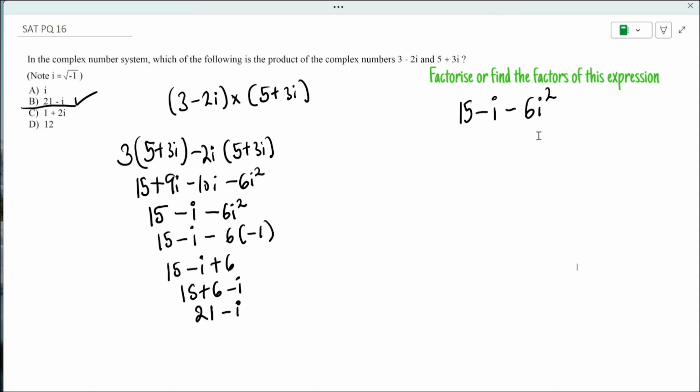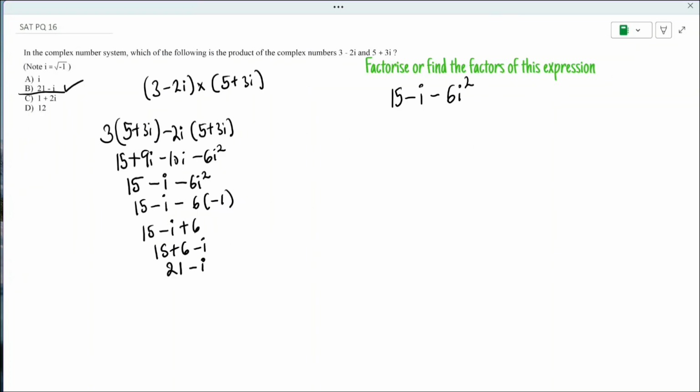To find the factors of this expression, where you have a power of 2, or we can call it a quadratic expression, you have to factorize. That is, to factorize means to bring out the factors. You could be asked for one of the factors or the two factors. Let's just factorize. To factorize, you can rearrange to have the negative 6i squared first. Let's write it by the side. Minus 6i squared minus i plus 15.